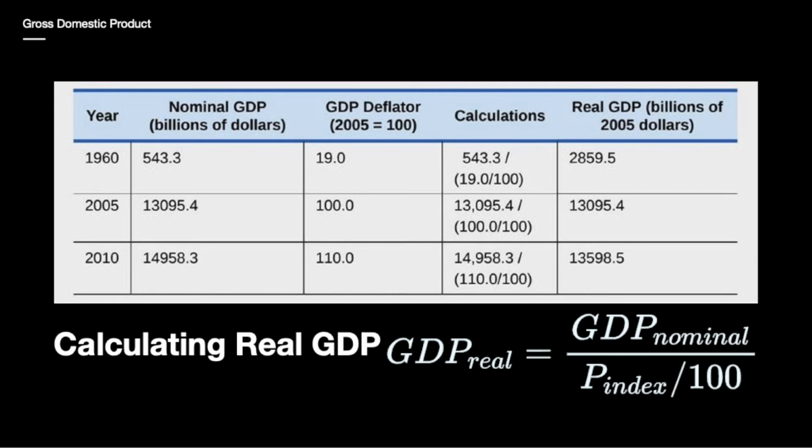To calculate the real GDP for 2010, we take the nominal GDP divided by the price index divided by 100. So if we have 14,958.3 billion divided by 110 divided by 100, we get 13,598.5 billion. As long as inflation is positive, prices increase on average from year to year. Real GDP should be less than nominal GDP in any year after the base year.